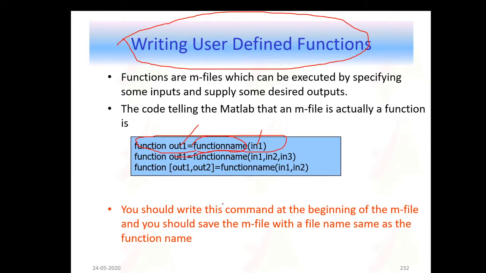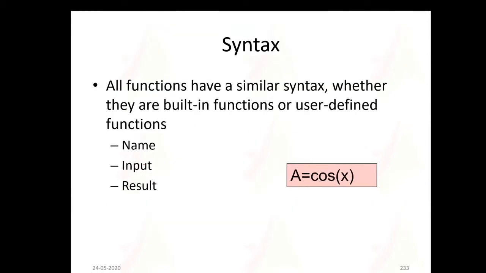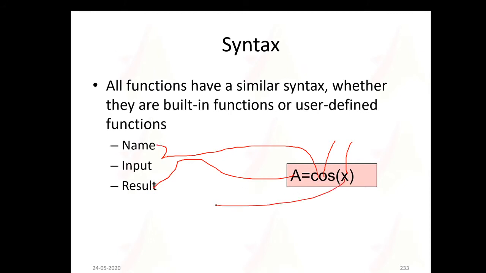Understand or not? What I'm saying is you should write this command in the beginning of the program and you have to save that M file, that is the script file, with the same name as the function name. So to make it very clear: this is the output, this is the function name, this is the input, and this is the result, and x is the input. I hope you understand this one.